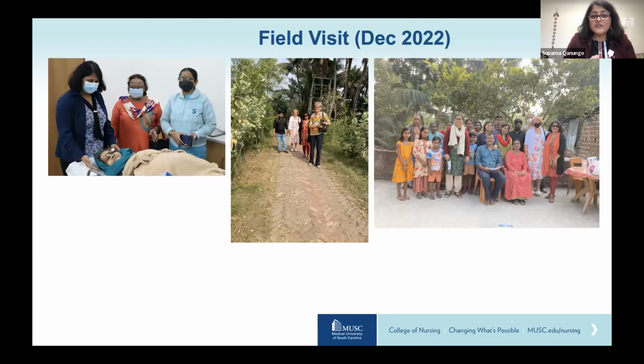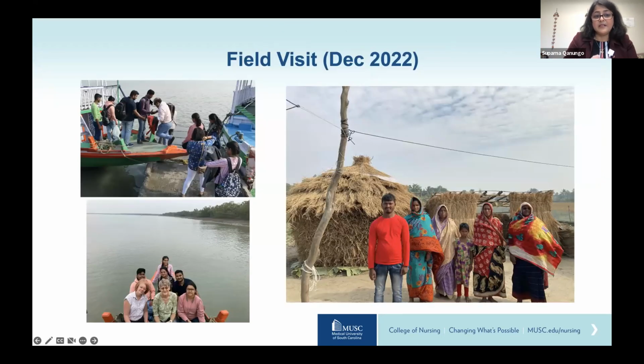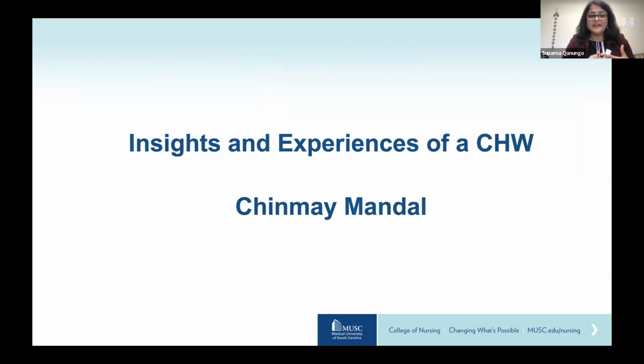And these are also some pictures from our field visit, when the US investigators visited India. I wanted to show you this picture. This is Dr. Gaurav and Chinmay, who are trying to get onto a boat. This is a river we had to travel on for 3 hours in order to reach the participant's house. So you can imagine how difficult and how rural some of these areas were, where our community health workers played a very important role to bring home-based palliative care.